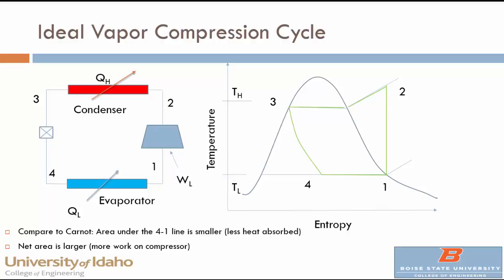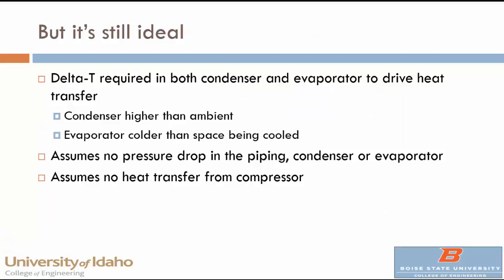From 3 to 4, we're expanding through our nozzle or our valve, our expansion device, and then we enter into the evaporator at a much lower temperature, and that's where the heat is absorbed. It goes from 4 to 1. The net area is much larger than the equivalent Carnot operating between those two temperatures, and so it's not as efficient, it's not as good, but it has that advantage of being able to build something that can actually make this happen.